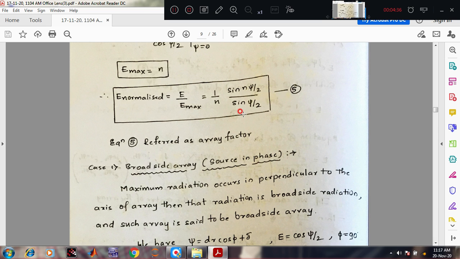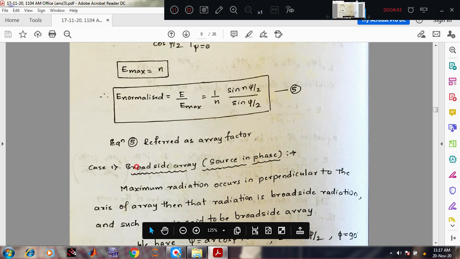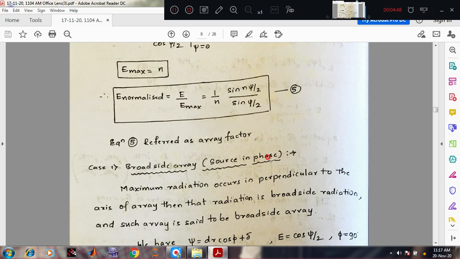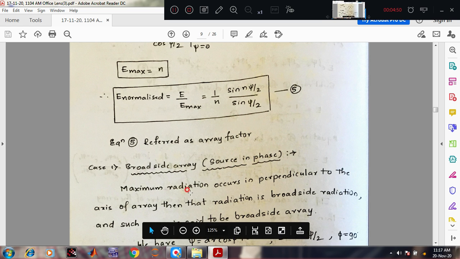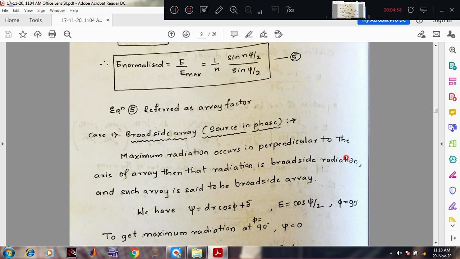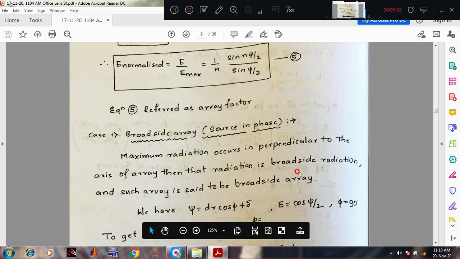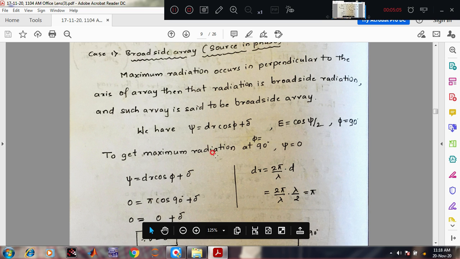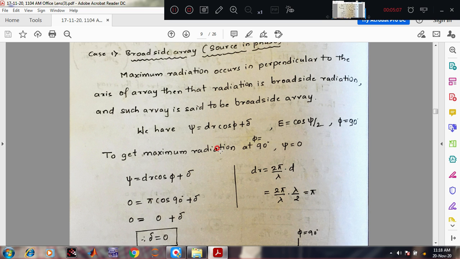Now with reference to this equation number 5, we will discuss some cases. That is case 1, the broadside array, where the sources are in phase. Maximum radiation occurs perpendicular to the axis of the array, so the radiation is broadside radiation, and such an array is said to be a broadside array. Now let us discuss these aspects with the help of equations.